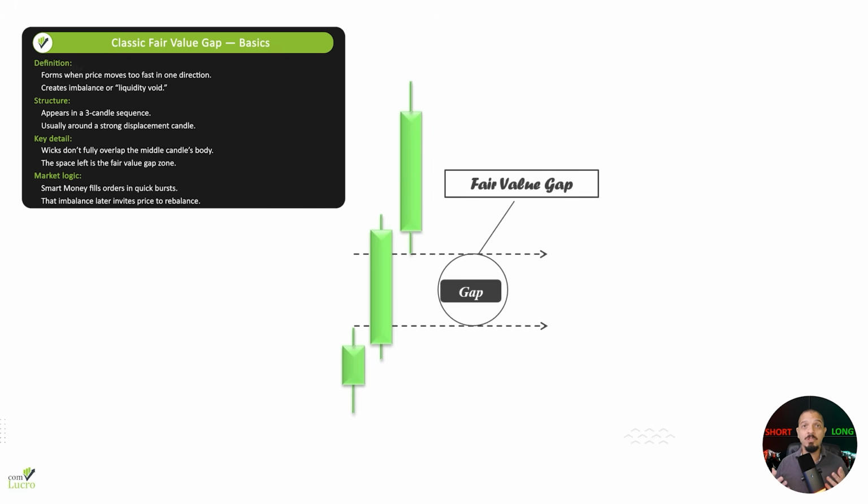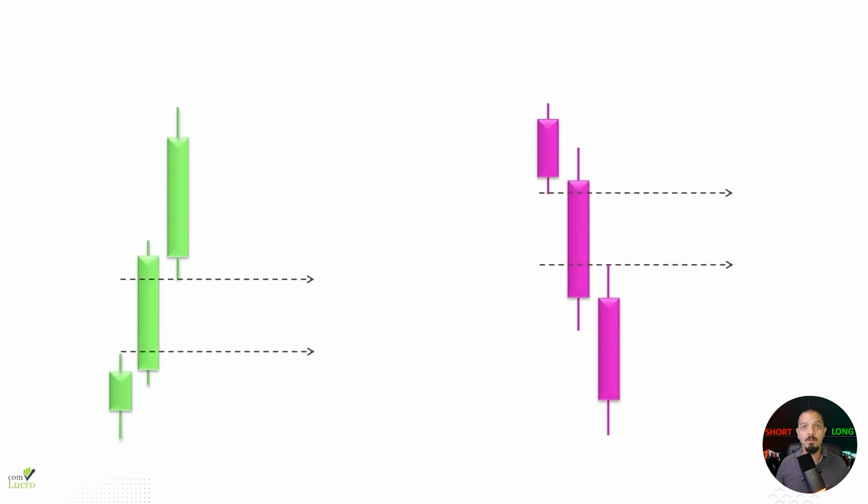When the market rushes to reach a specific price point, smart money steps in with a high volume of orders in a short time. This sudden burst of activity creates an imbalance between buy and sell orders, resulting in what we recognize as a displacement in price action, or the fair value gap itself. For example, when a bullish fair value gap forms, the gap between the candles that do not overlap shows a lack of sell orders compared to buy orders.